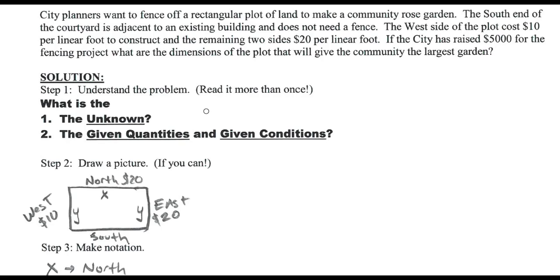Here is my solution. Step 1. Understand the problem. Read it more than once if you have to. What is the unknown? Well, the unknown is the dimensions of the plot that give the largest garden. What are the given quantities and the given conditions? Well, a condition that we have is that we only have $5,000 to spend. The west side costs $10, and the other two sides cost $20 to build.